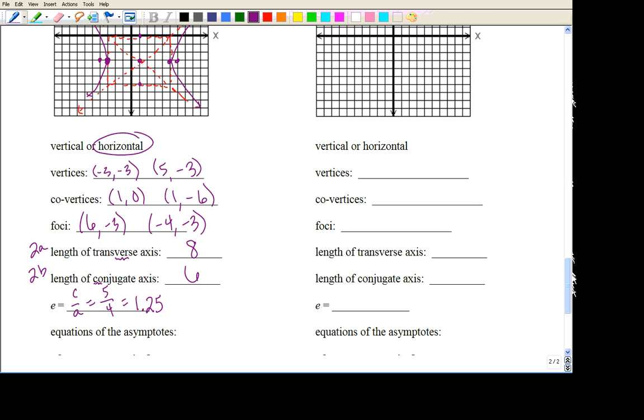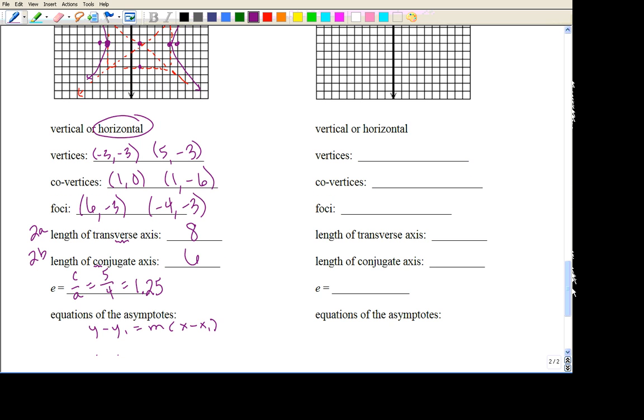And then we have the equations of the asymptotes. Those are the dashed diagonal lines going through the corners of our central rectangle. So the way we're going to do these is we're going to use y minus y1 equals m times x minus x1. We know where the center is, so we can use that point. The center was at 1, negative 3. So we have y minus a negative 3, or plus 3.